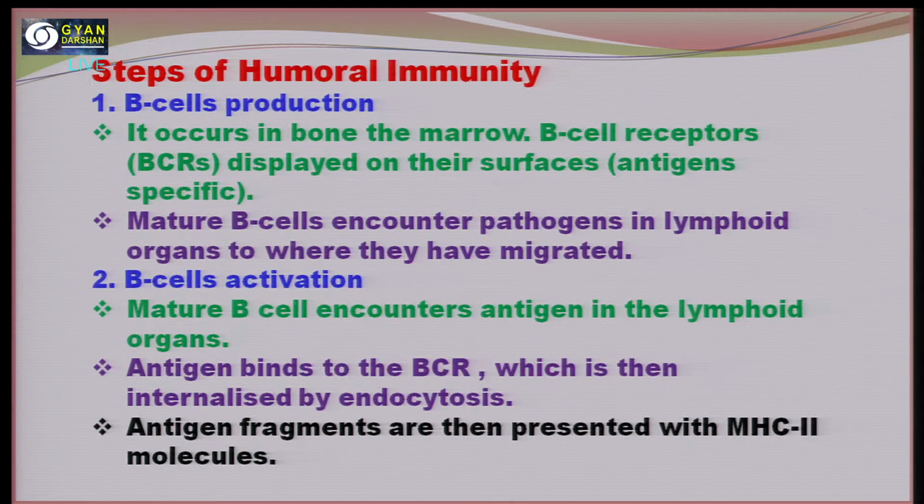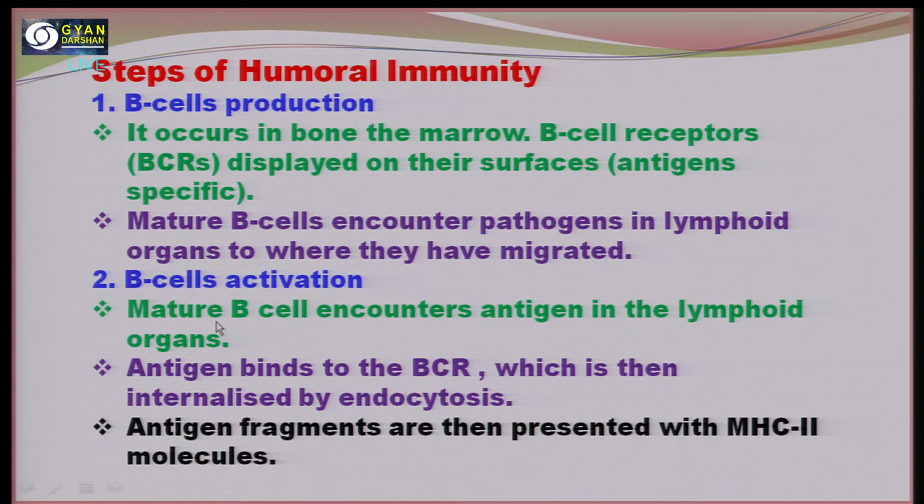These are the various steps involved in humoral immunity. First step is B cell production and B cell activation. B cell production occurs in the bone marrow, and B cell receptors display antigen specificity on their surface, so they are able to maintain antigen specific B cells. Mature B cells encounter pathogens in lymphoid organs where they have migrated. So you can see here the production of the B cell.